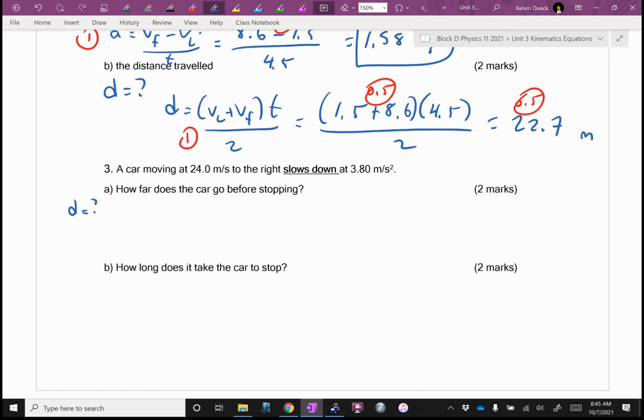What's that 24, Zach? Yeah. What's VF? How do you know? It's not a car accident. It doesn't say crashed or anything. They're hitting the brakes. The way you know is stopping.